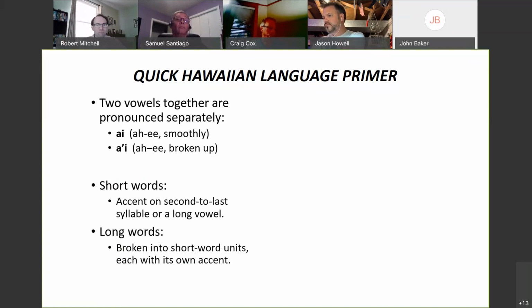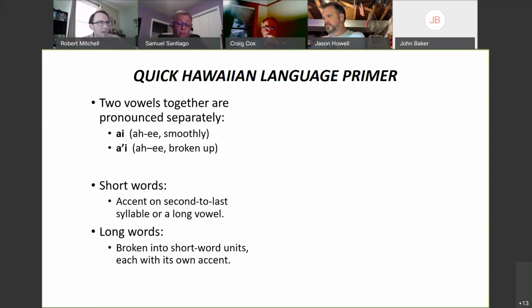And a little quick info on where the accent goes in words. So if it's a short word, the accent's either on the second to last syllable or on a long vowel. And if it's a long word, then what you do in the Hawaiian language is break that long word up into short word units and then follow the short word accent guidelines for each unit. We'll see more examples of that a little bit later on.